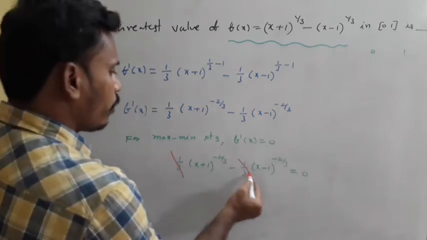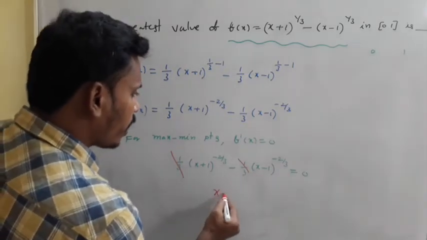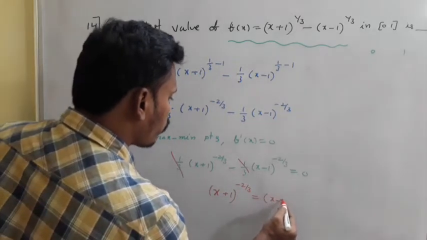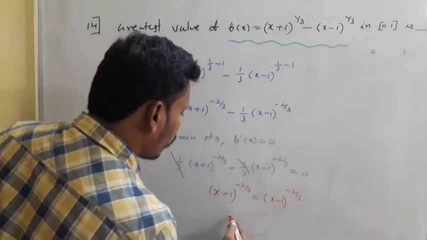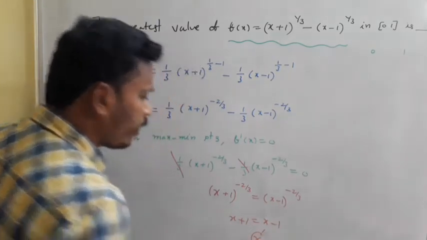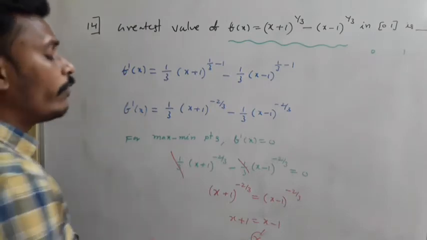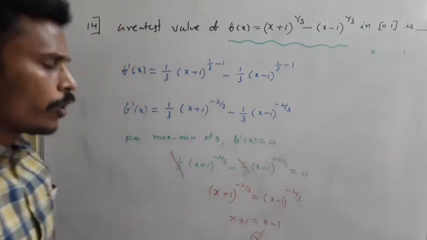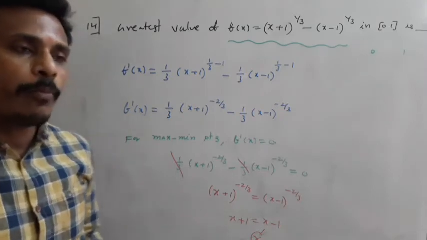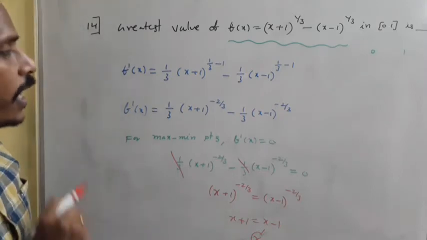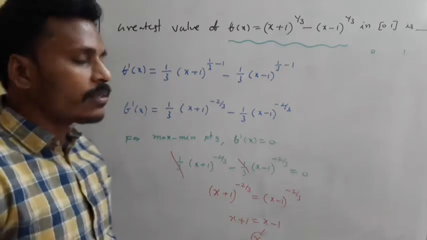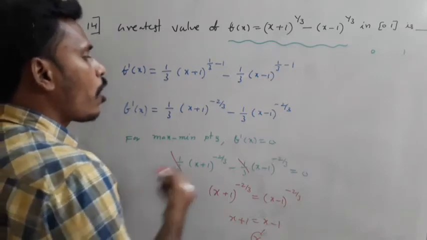You just cancel out this 1 by 3, and if you send (x minus 1) power minus 2 by 3 to that side, (x plus 1) power minus 2 by 3 equals (x minus 1) power minus 2 by 3, and from there x plus 1 equals x minus 1. Obviously it is a wrong idea. So why? Because we considered that f dash of x equals 0. So usually this function has no maximum minimum points, but it has a critical point.